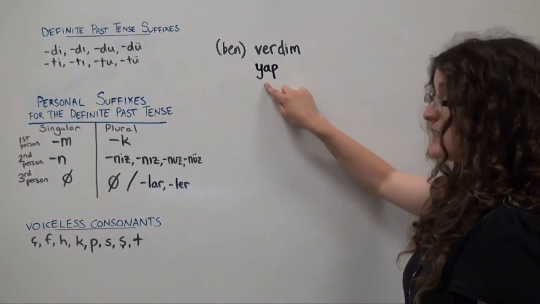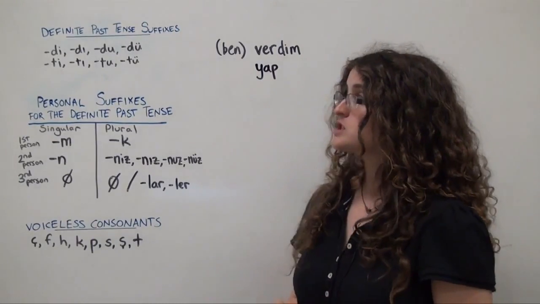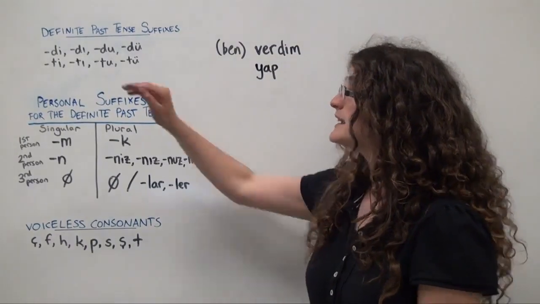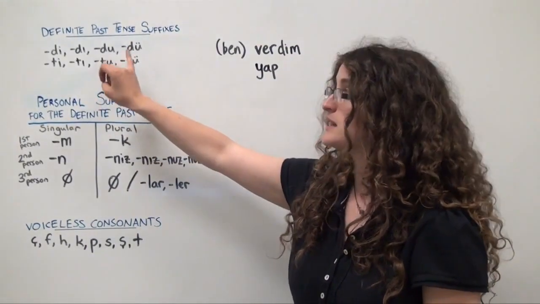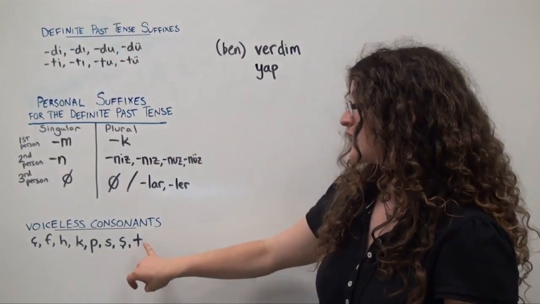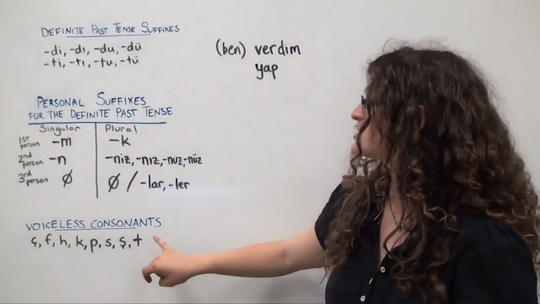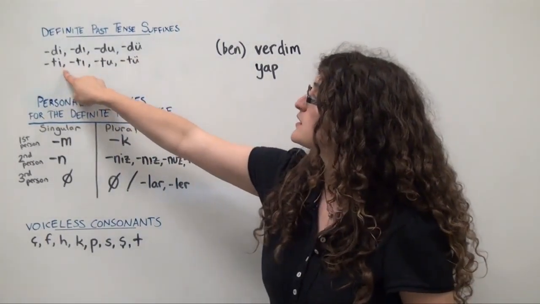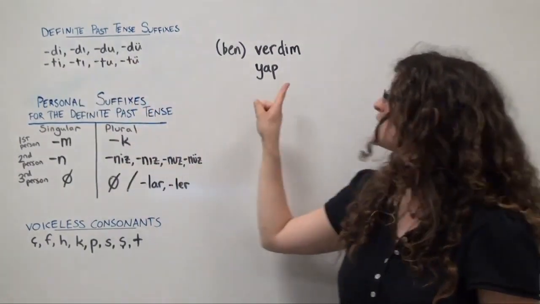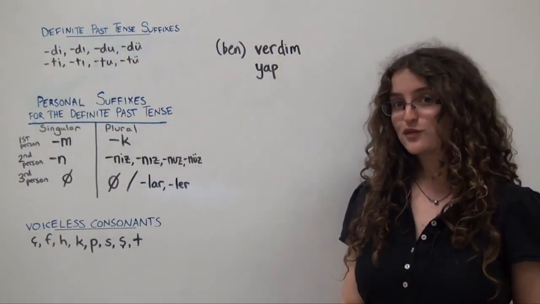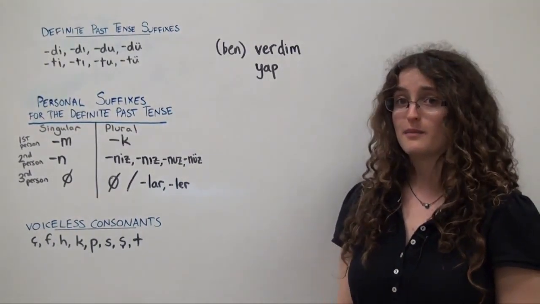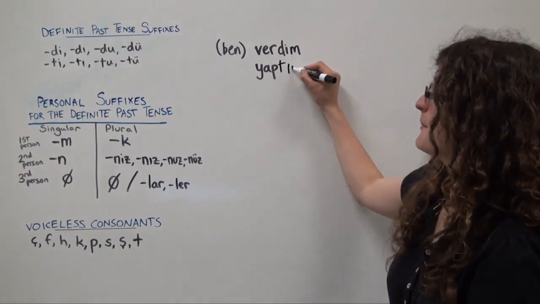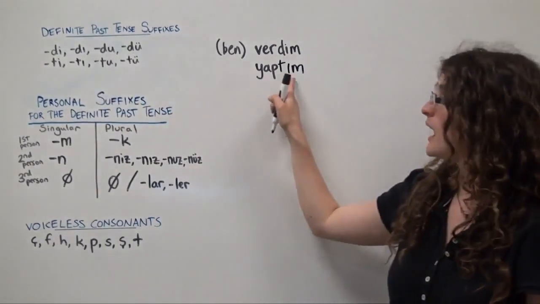For a stem like yap, which ends in a voiceless consonant, we're going to choose a form of the definite past tense suffix which begins with te instead of de. Te, you'll notice, is one of our voiceless consonants. So we're matching voiceless consonant to voiceless consonant. And which of these four te forms will we choose for yap? Well, we'll follow the rules of four-way vowel harmony, just as we did with vermek. So, verdim, yaptım. So, yaptım.